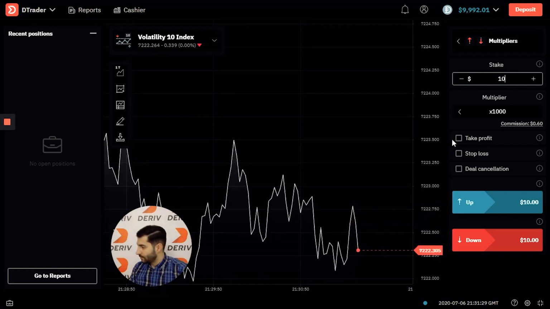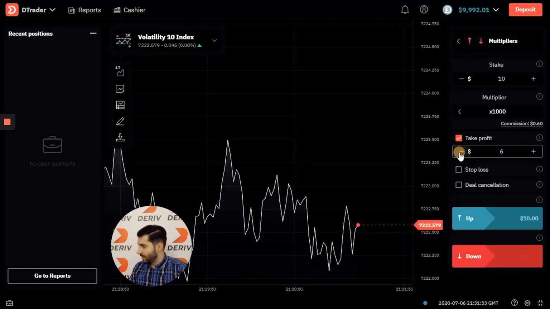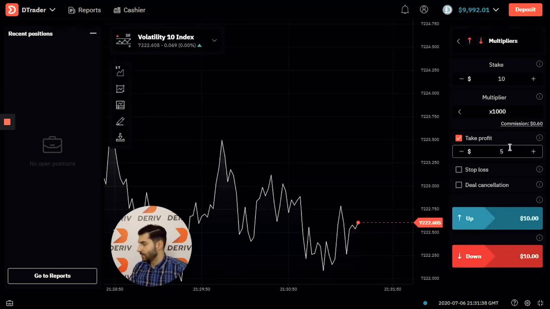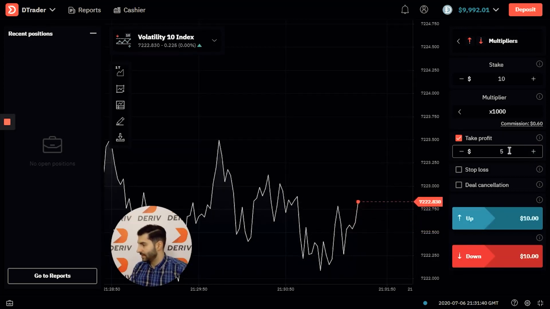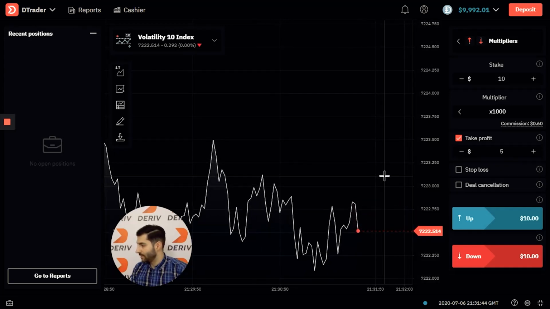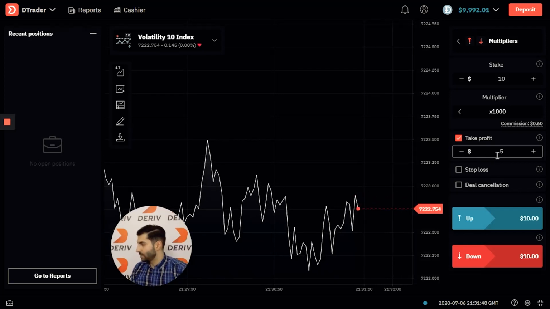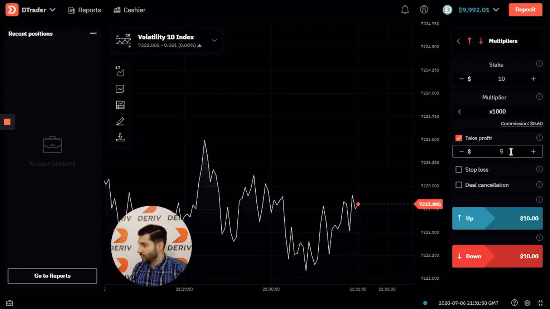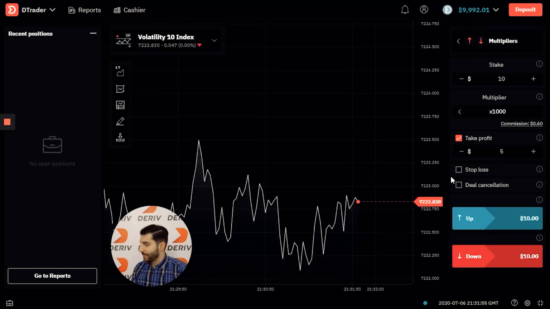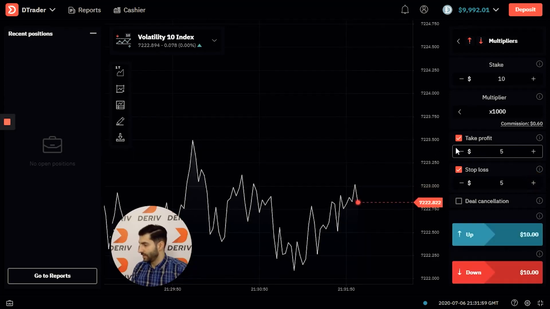Moving on to the next feature, take profit. Over here, as you can see, once again, I can adjust the amount on the side with the plus and minus buttons. So take profit basically is me telling the system that if the market moves in my favor, and once my profit hits $5, the contract will automatically close, and I will receive those $5 without any manual intervention. The option below here, stop loss, is basically the exact inverse of take profit.